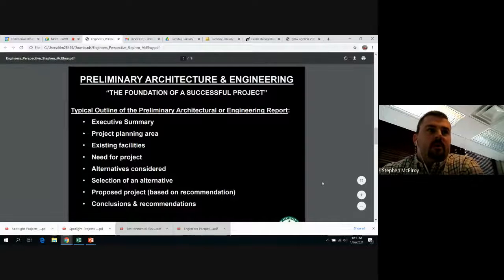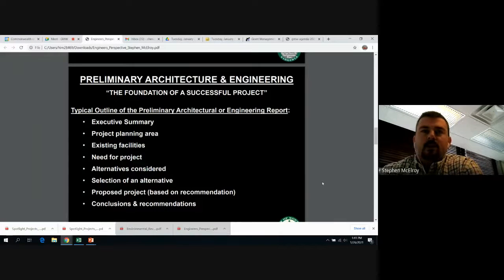For the completion of a PAR or PER. Again, there are subcategories under this, but this is really the highlights of what needs to be included in a good PER or PAR. Next slide, please.